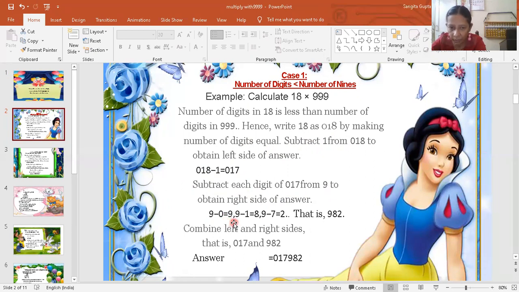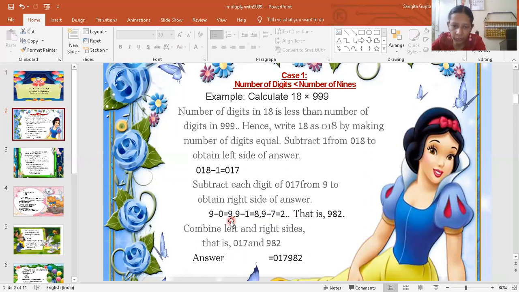I have written it here, then comma, then you take the second 9 from the question. Now you look here, what is the second digit here? The second digit here is 1. So you will do 9 minus 1, which is equal to 8. Then comma. Then again you take the third 9 from the question. So third 9 minus, you look here, what is the third digit here? 7. So 9 minus 7 is equal to 2.